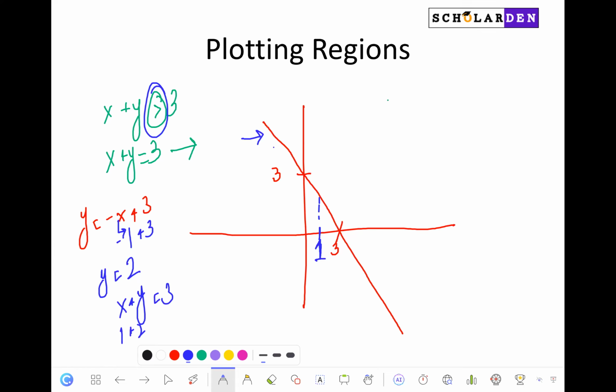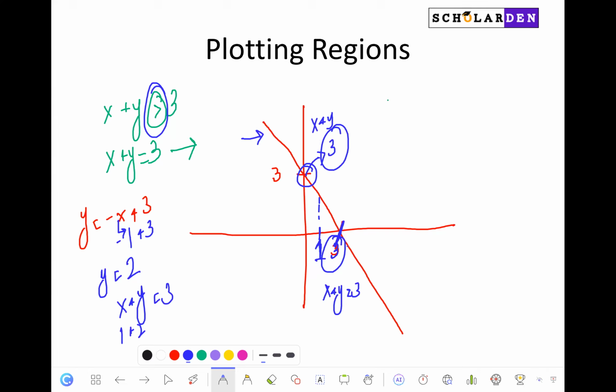So over here, let's take a look at this point. At this point, the value of x plus y is going to be 3. Over here, the value of x plus y is going to be 3. Over here, the value of x plus y is also going to be equal to 3, okay? So 2 and 2.